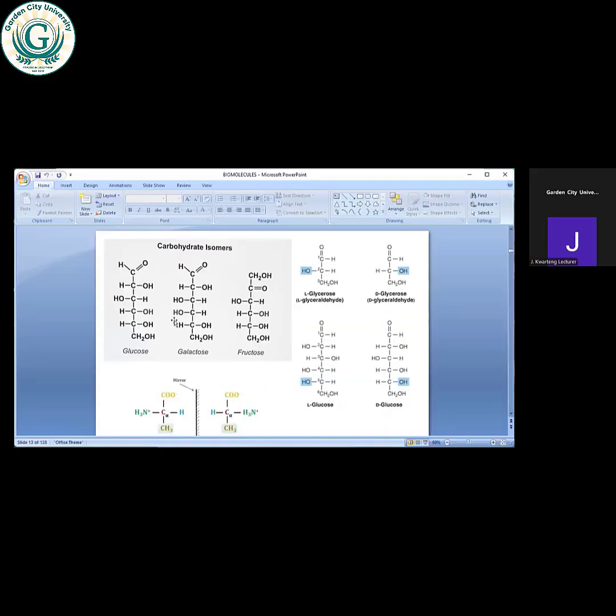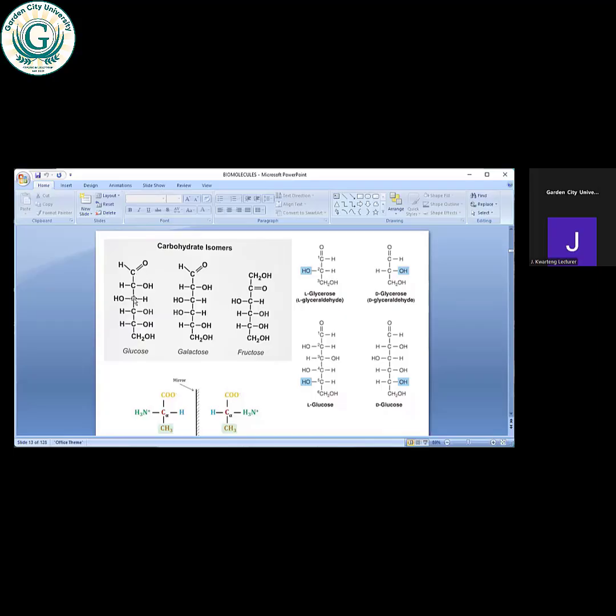If you look at this set, these are all carbohydrates, but look at them carefully. What do you see? You can see that these two have the aldehyde functional group, so they are all called aldose sugars. Glucose is an example. Galactose is also an example. But fructose rather has a ketone, so it's a ketose sugar.